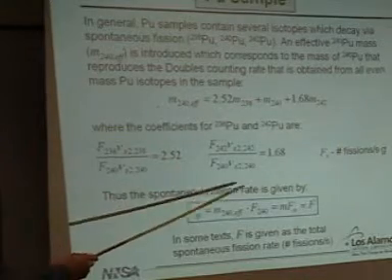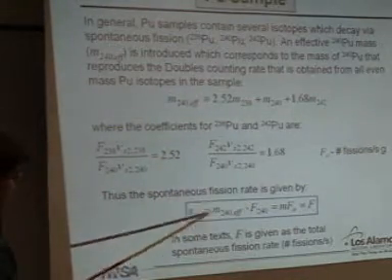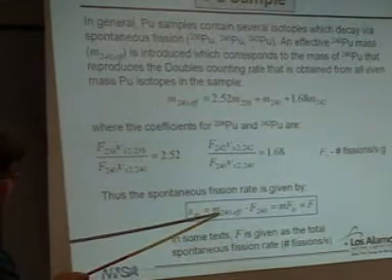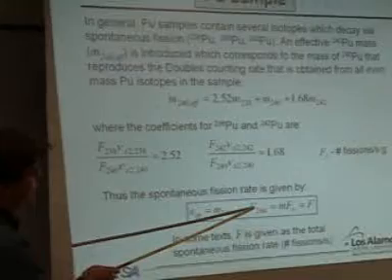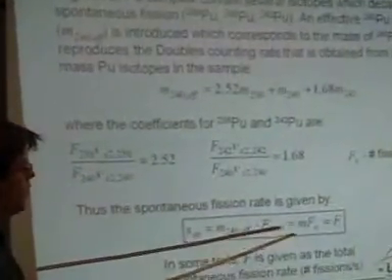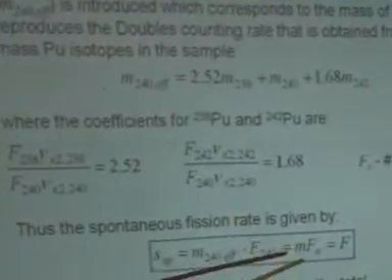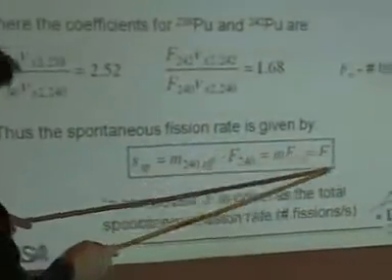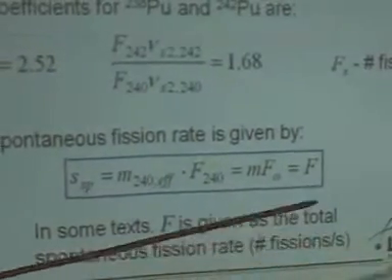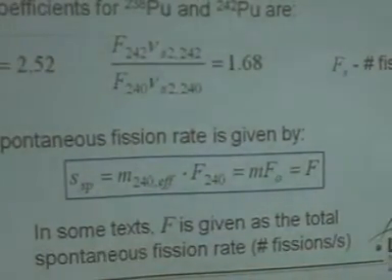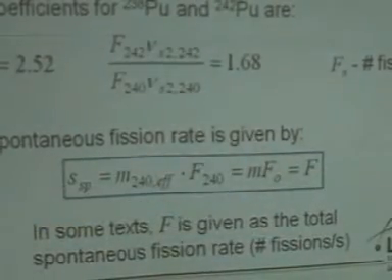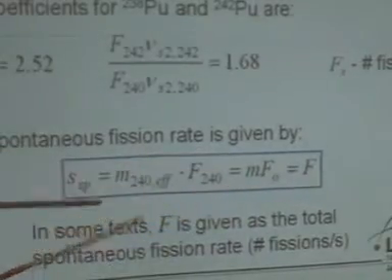So the spontaneous fission rate that we had originally called SSP is now just equal to the effective plutonium-240 mass times the number of fissions per second per gram of plutonium-240, which some sources refer to as M(S0), and other sources refer to as F, which is just given as the spontaneous fission rate, the number of fissions per second. Depending on which one you look at in the derivation, all of these are used. So just to show they're all equivalent.